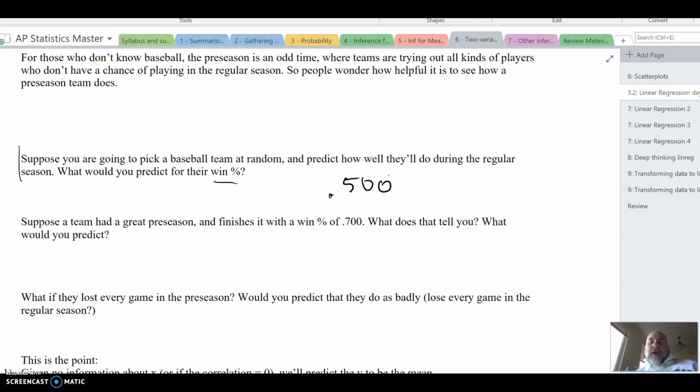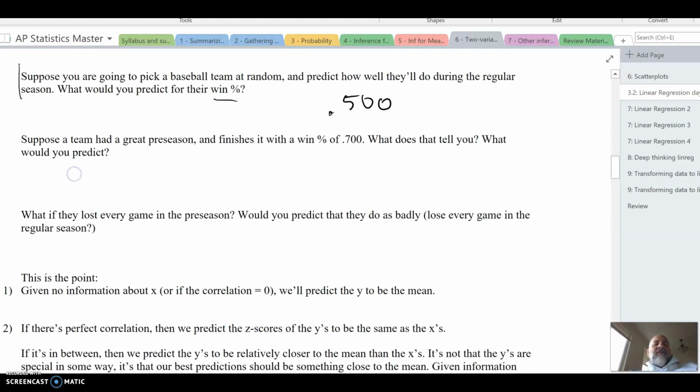Suppose a team had a phenomenal preseason. They were fantastic, and they won 70% of their games, a win percentage of 700. What does that tell you, and what would you predict? And what if they lost every game in the preseason? Would you predict that they do as badly, that they lose every game in the regular season? I'm going to pause it and give you a chance to think about it, and then I'll tell you what I think. It doesn't help unless you pause it.